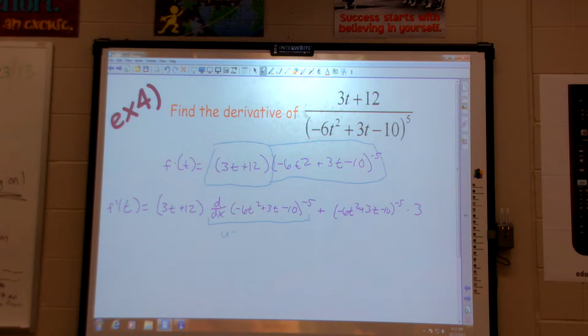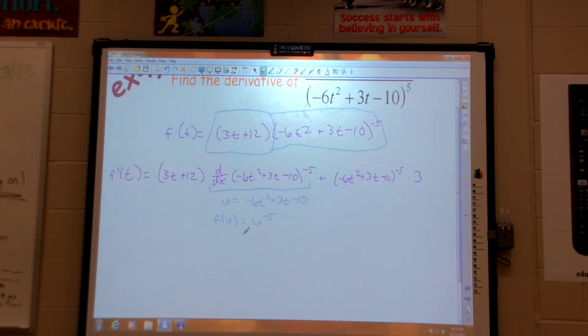So what is u? Negative 6t squared plus 3t minus 10. So what is f of u? U to the negative 5. So now f prime u prime, what's the derivative of f? Negative 5u to the negative 6. Now when I take the derivative of u, you better put parentheses there. What will I get there? Negative 12t plus 3. Parentheses because it's all times that derivative, correct?